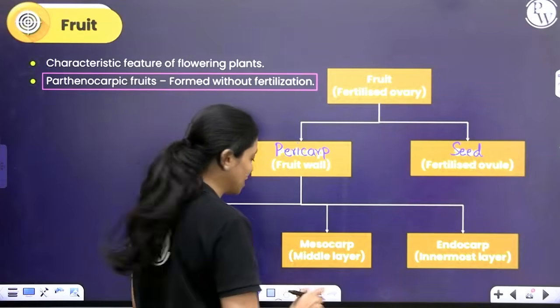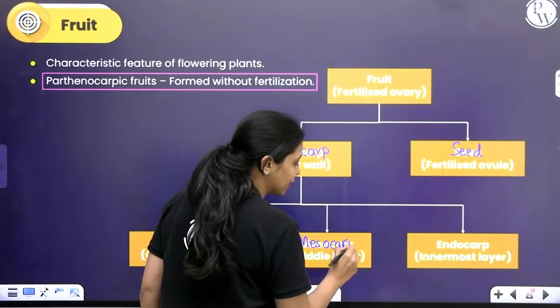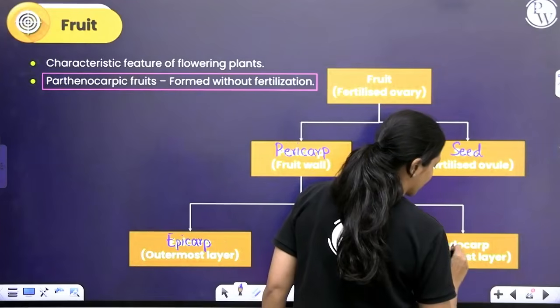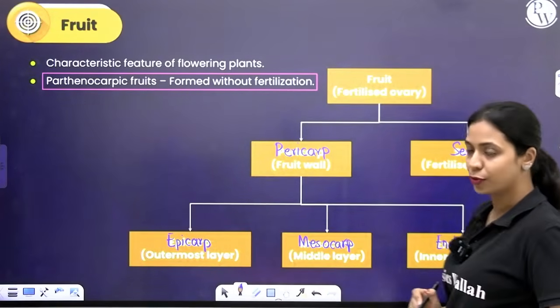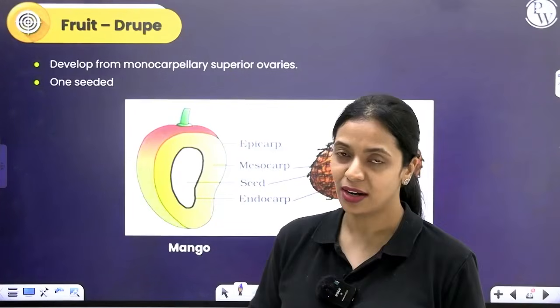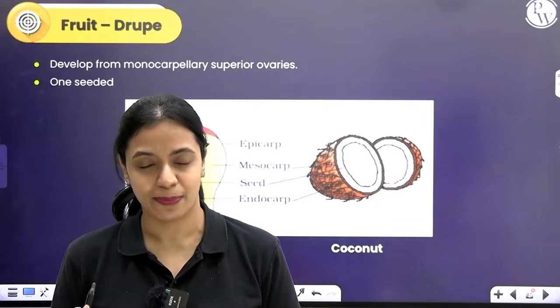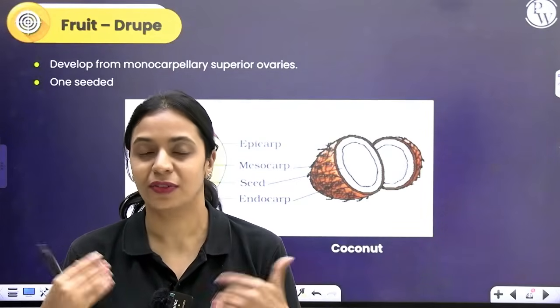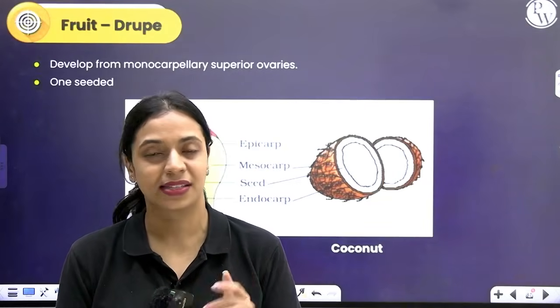Middle means mesocarp and innermost endocarp. You have to learn about one type of fruit which is called a drupe. Example for drupe, you have mango and coconut. In mango, the outer leathery layer, the peel of the mango, that is the epicarp. The fleshy part that we consume, that is the mesocarp. Inner stony part is the endocarp.